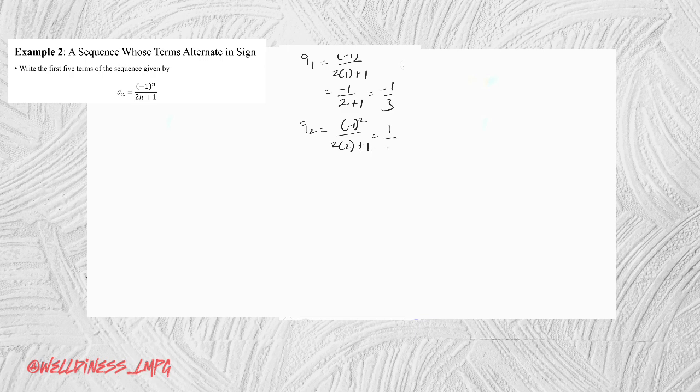So your final answer is going to be 1 divided by 4 plus 1, which will give you 1 divided by 5. Now for a3, we're going to slot in 3 everywhere you see n. So that will be minus 1 raised to power 3 divided by 2 times 3 plus 1.